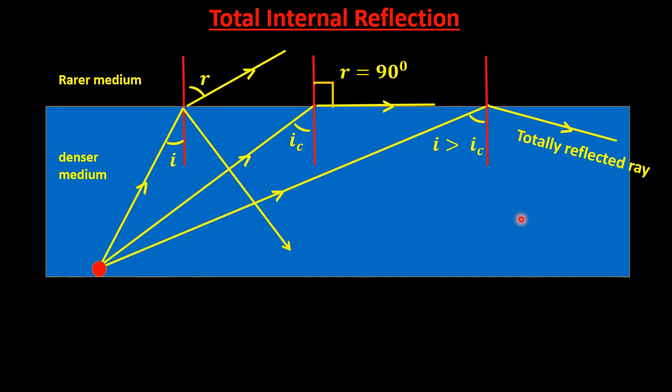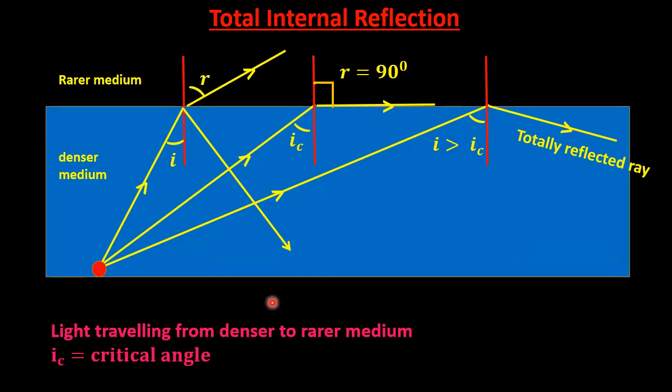The first condition I have already told you: the light must travel from denser medium to rarer medium. And the second condition, which we can see from this diagram, is that the angle of incidence must be greater than the critical angle. So here also I have written light traveling from denser to rarer medium, and IC represents the critical angle.